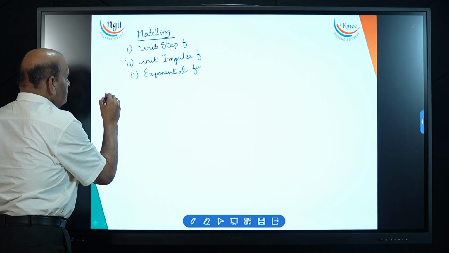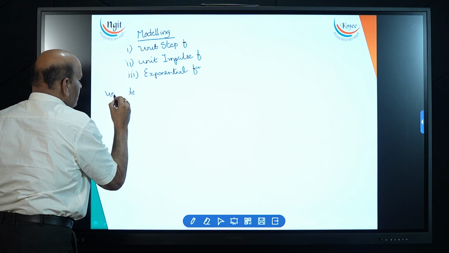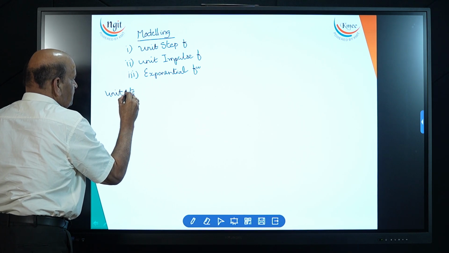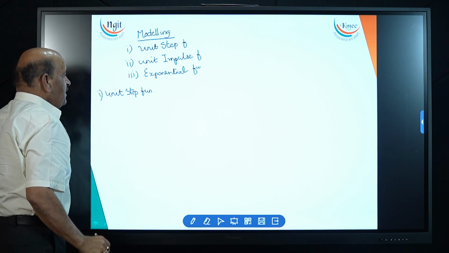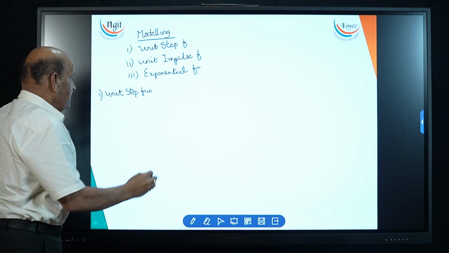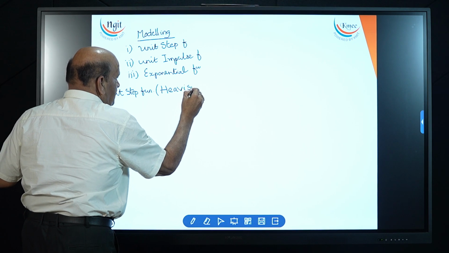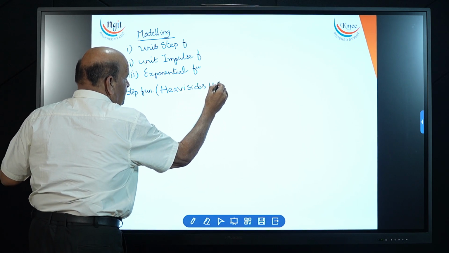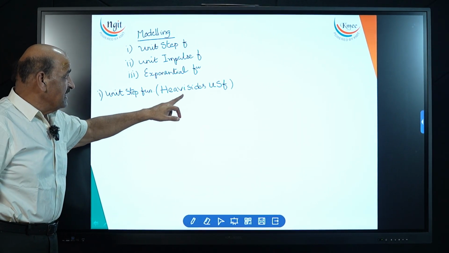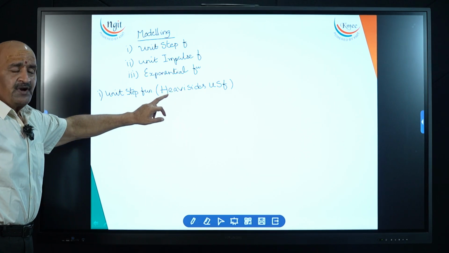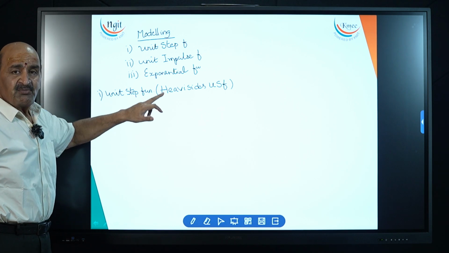Now first one, unit step function. The first one is called unit step function. Actually, this function is called Heaviside unit step function. This actual name is Heaviside unit step function. In electronics, electrical and instrumentation, we simply call it unit step function.